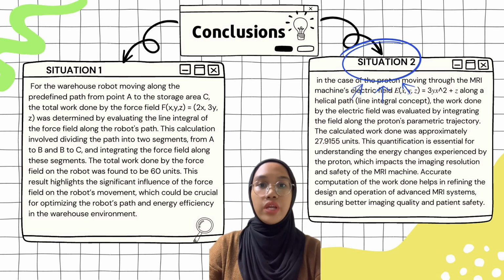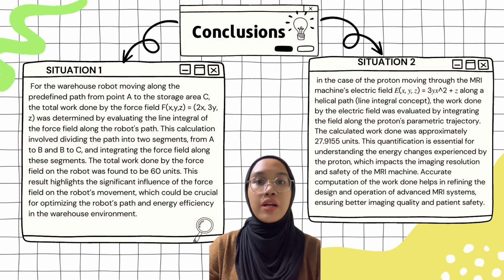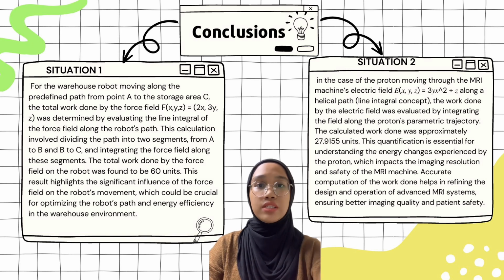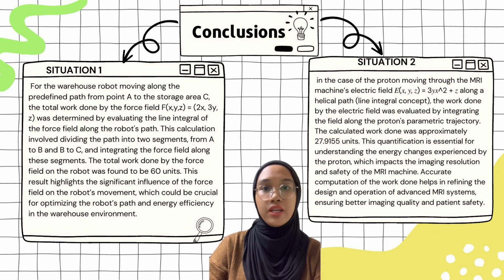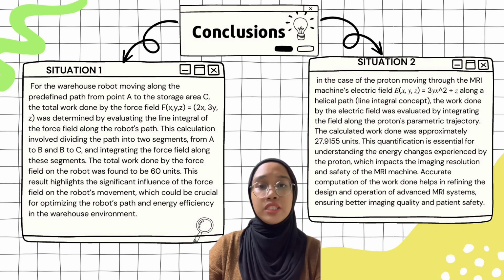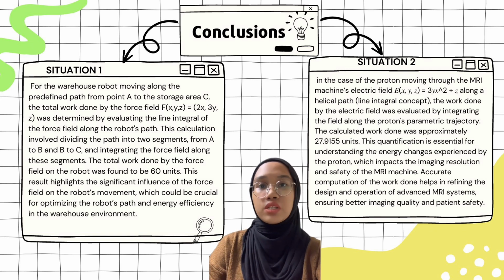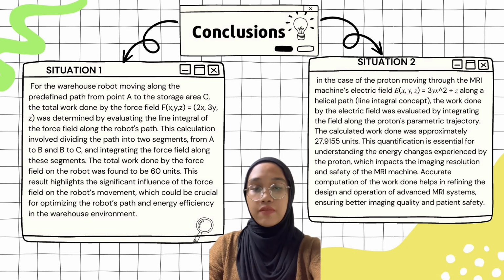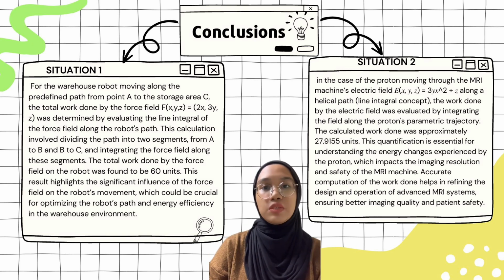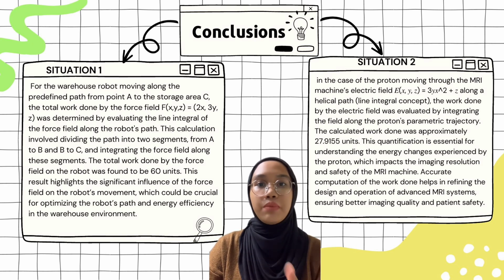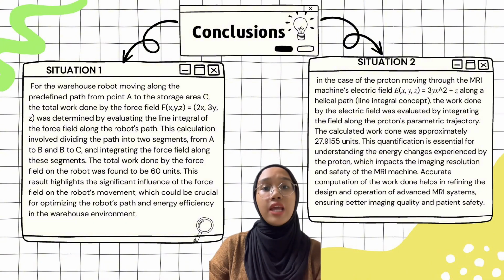In situation 2, in the case of the proton moving through the MRI machine's electric field, E(x,y,z) = 3yx² + z along a helical path, which is the line integral concept, the work done by the electric field was evaluated by integrating the field along the proton's parametric trajectory. The calculated work done was approximately 27.9155 units. This quantification is essential for understanding the energy changes experienced by the proton, which impacts the imaging resolution and safety of the MRI machine.